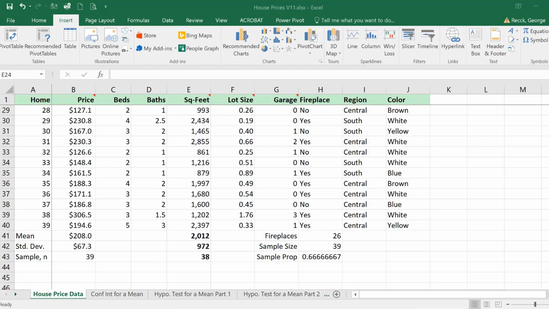Welcome back. So we're going to move on to proportions, specifically doing a hypothesis test for a proportion. And we'll start out with our fireplace variable, where we noted that 26 out of the 39 houses had fireplaces, which is exactly 2/3. I'm curious to note whether that's different from 0.5 that we looked at from our study about, let's say, 5 years ago.